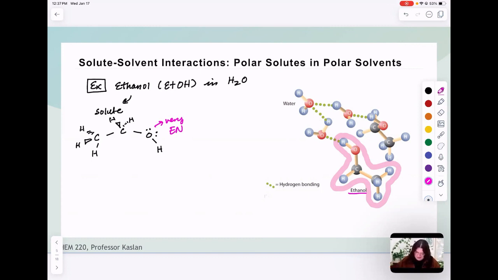And then over here on this other side of the molecule, we've got a bunch of carbons and hydrogens, which, yeah, carbon does have some electronegativity, but compared to oxygen, it's very weakly electronegative. So this is very non or weak electronegativity.